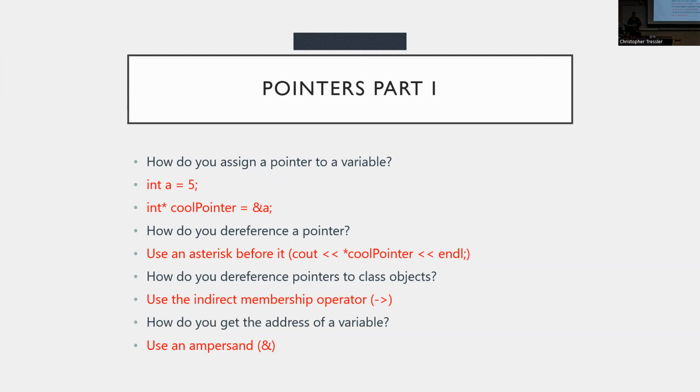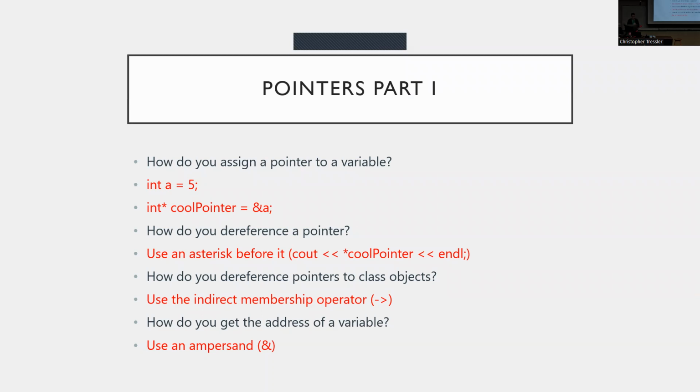Now to dereference a pointer, which is basically, instead of getting that memory address, you want to get whatever data is actually stored in that memory address, you're going to use an asterisk before it when you're trying to access that. So you can see in the example I have right there, we have cout and an asterisk and then the pointer, and that would print out 5 because the data that it's pointing to is 5.